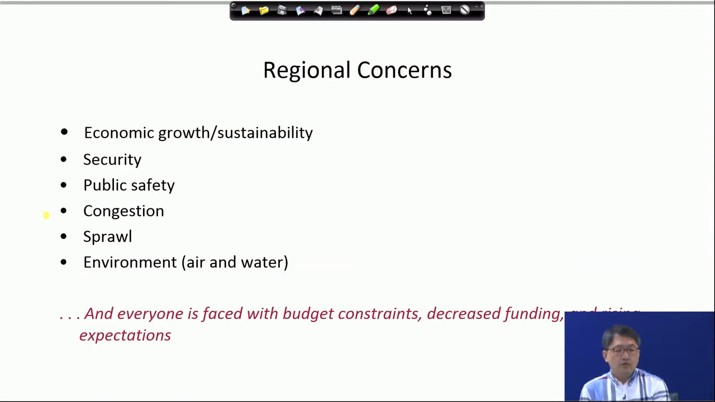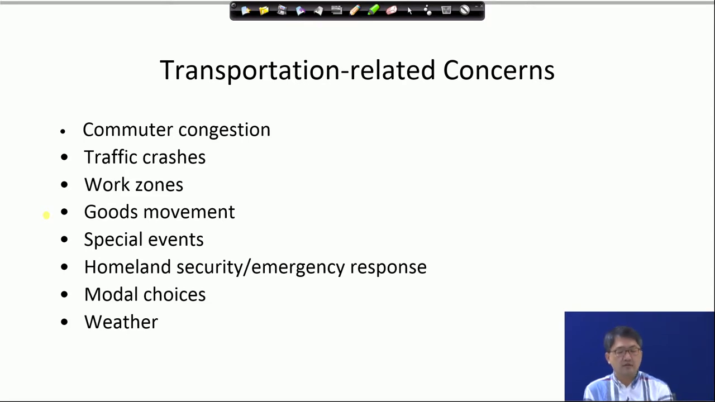So why do we have this kind of concern? Economic growth and sustainability are key to government officers. They want to get reelected. Their primary goal is to be reelected, right? So they are concerned about this, and coordinating with transportation is one of the key concerns: security, public safety. Congestion is a huge concern, as are urban sprawl and the environment. So these are key concerns. And as a government, how do we allocate hopefully reasonable resources of money and staff to different priorities? Properly understanding transportation needs is probably the first step to a better allocation of the funding. So these are all of the concerns that government has in terms of transportation.